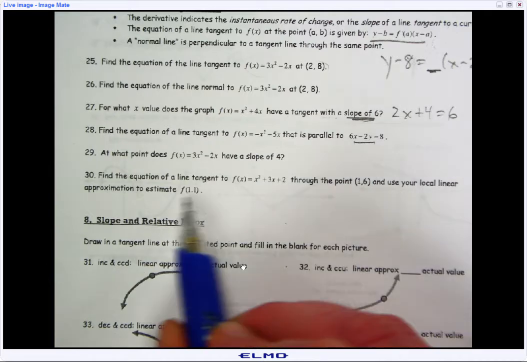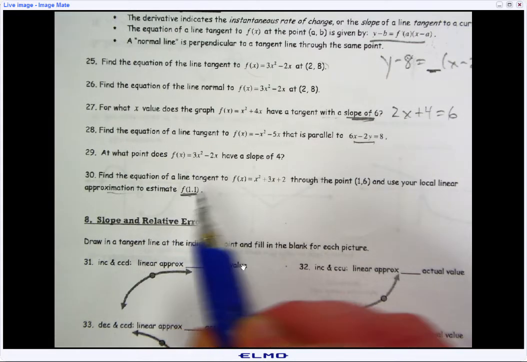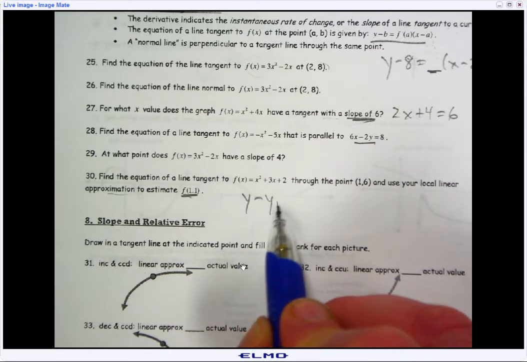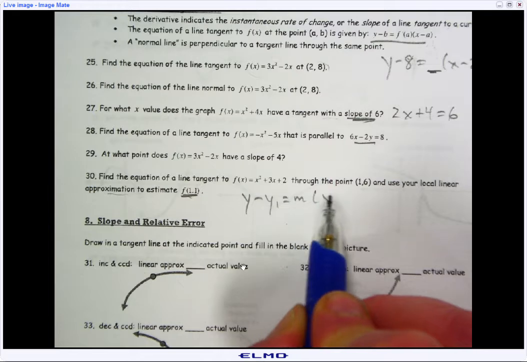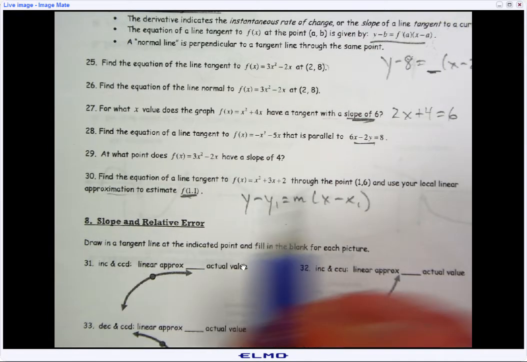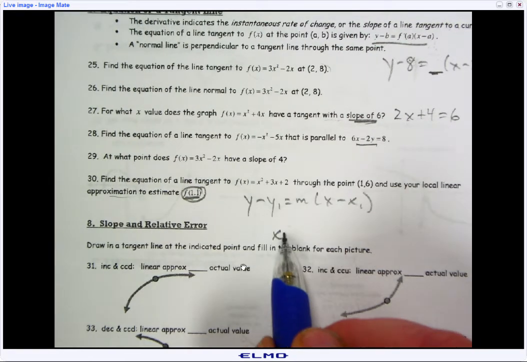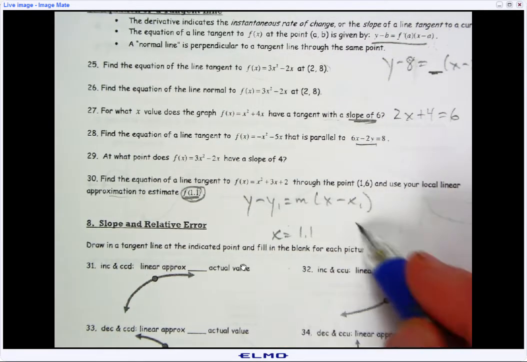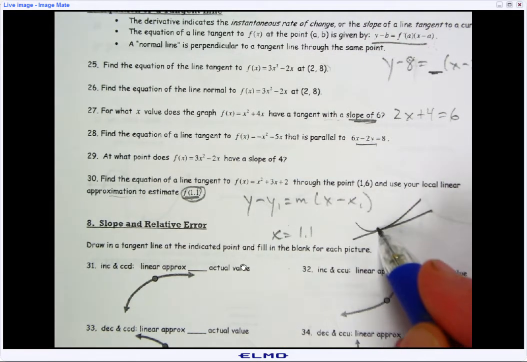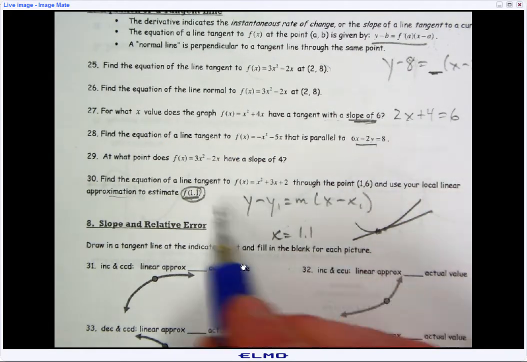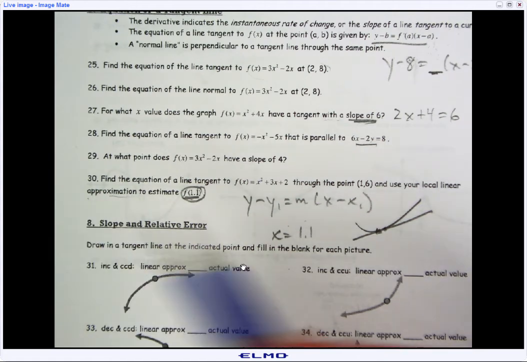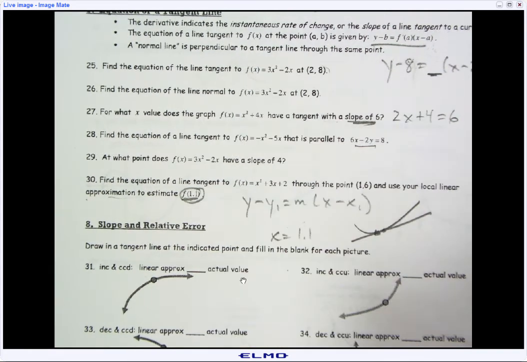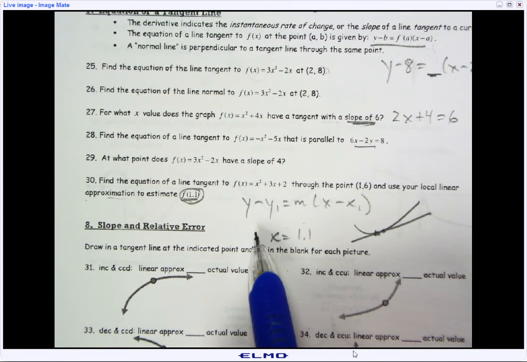Use your local linear approximation. So linear approximation means find the tangent line and then plug in 1.1 for x as a way to estimate. Because tangent lines, if that's your tangent line, if you find something real, you can use that tangent line to approximate a really close value. So tangent approximation, big concept. And that's concepts 1 through 7 on this list.